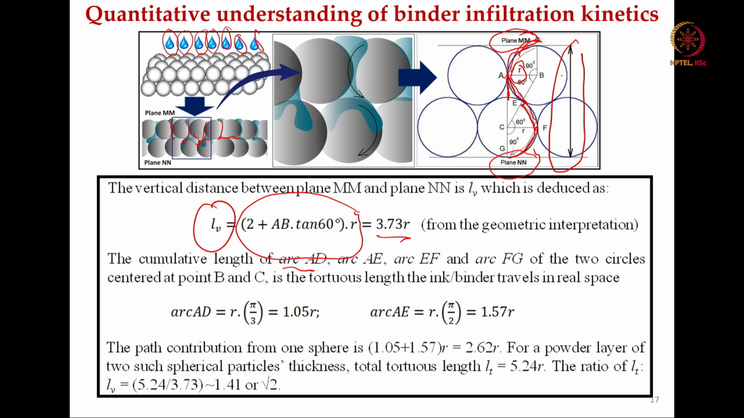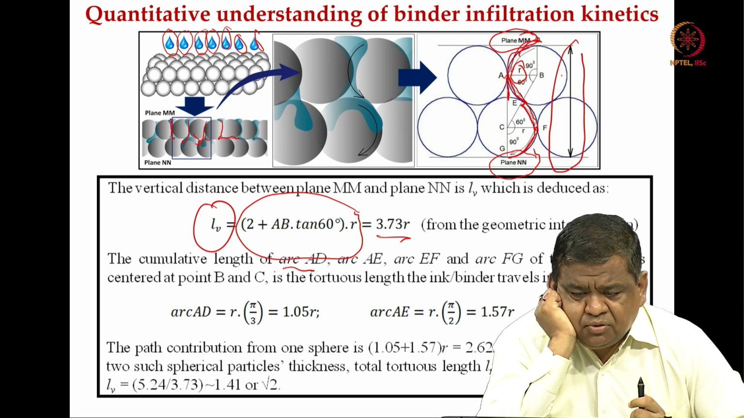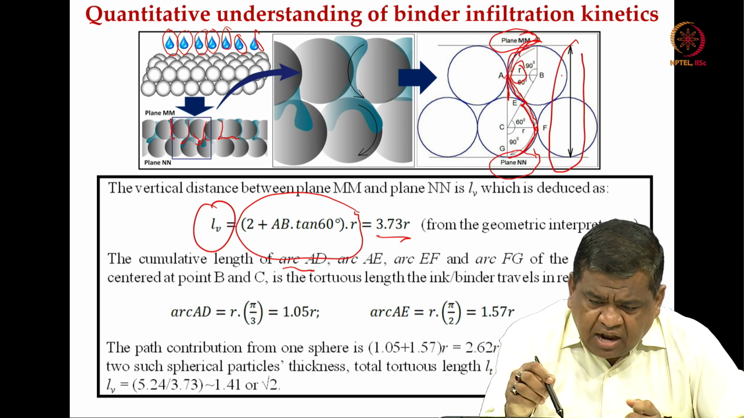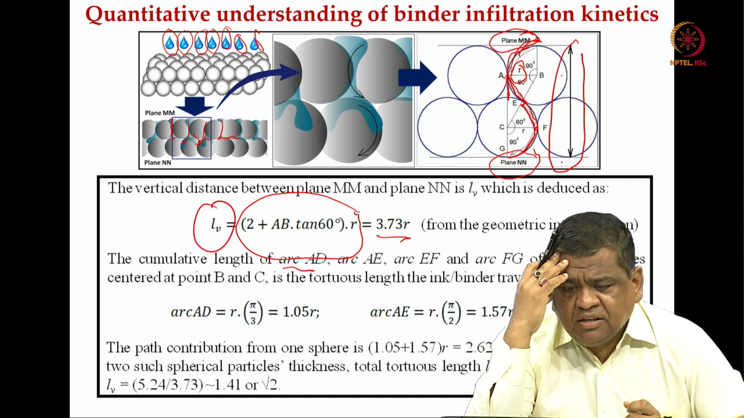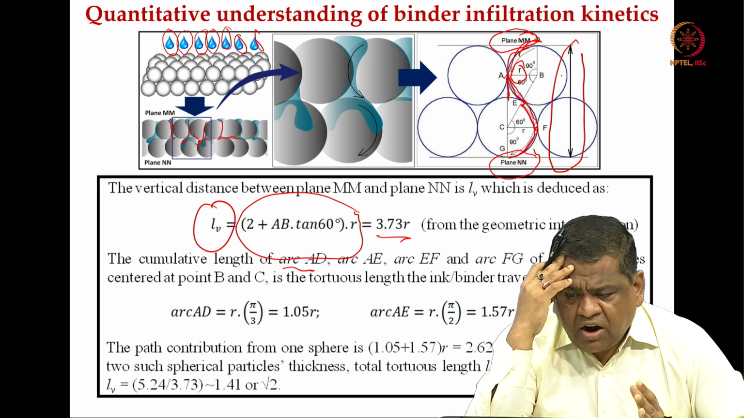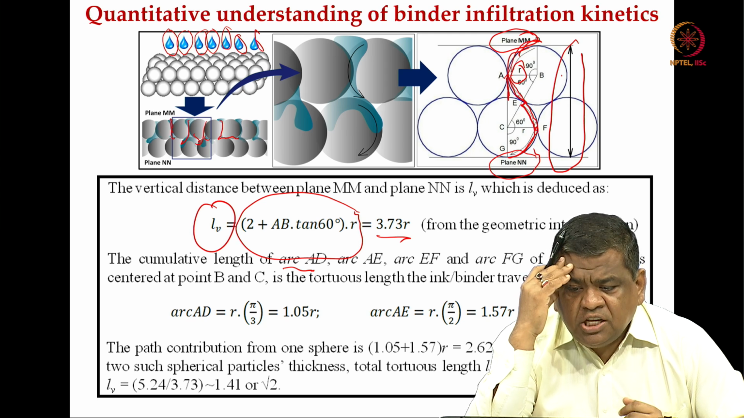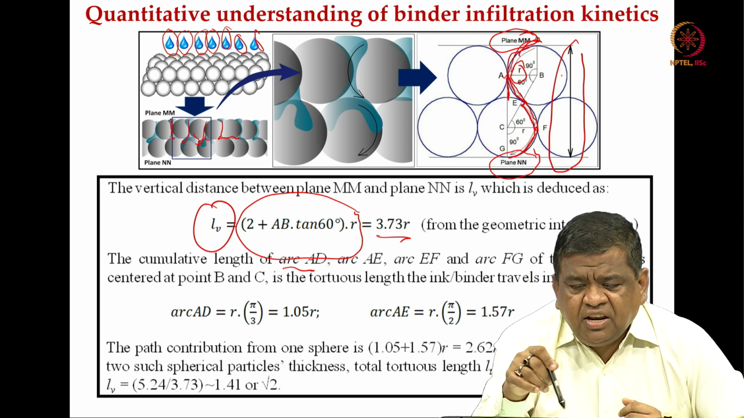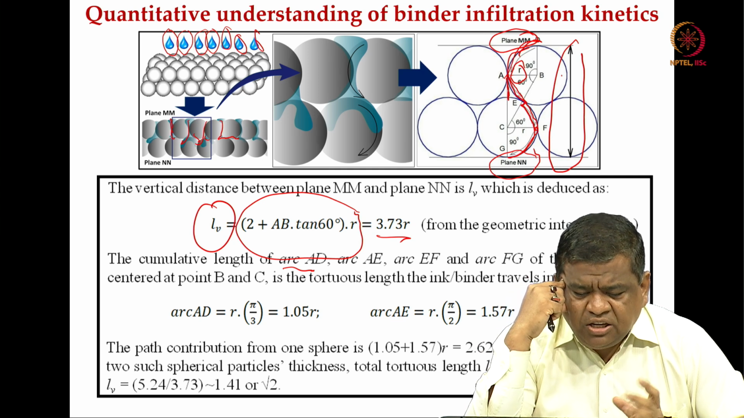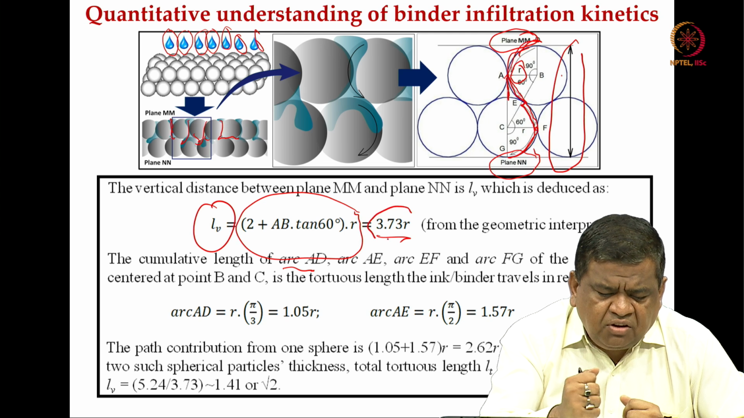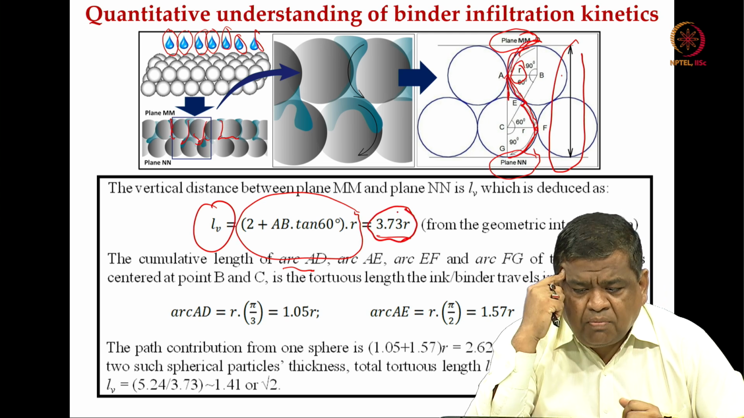So, let me continue with this basic mathematical framework that we have used based on simple geometric considerations. What I mentioned is that suppose these two vertical planes, plane M and plane N, and in between these two planes these 5 spherical, uniform sized powder particles are contained. So, what is the distance between these two planes? It is 3.73 times r, r is your particle size.